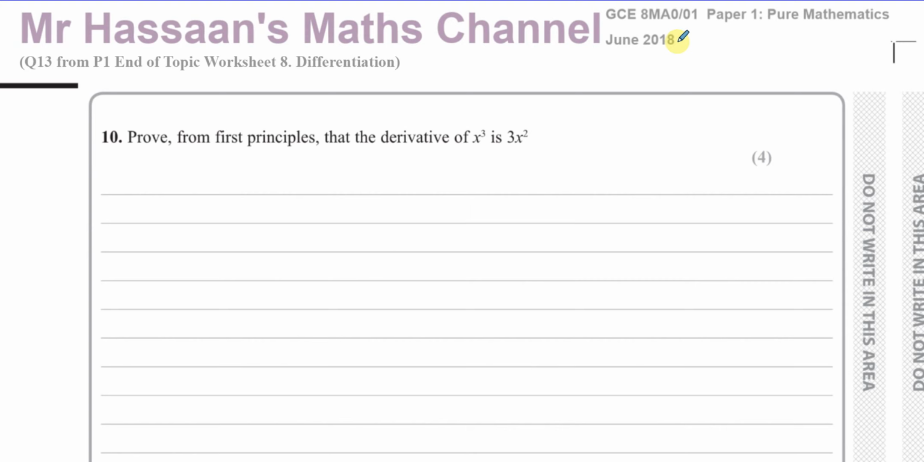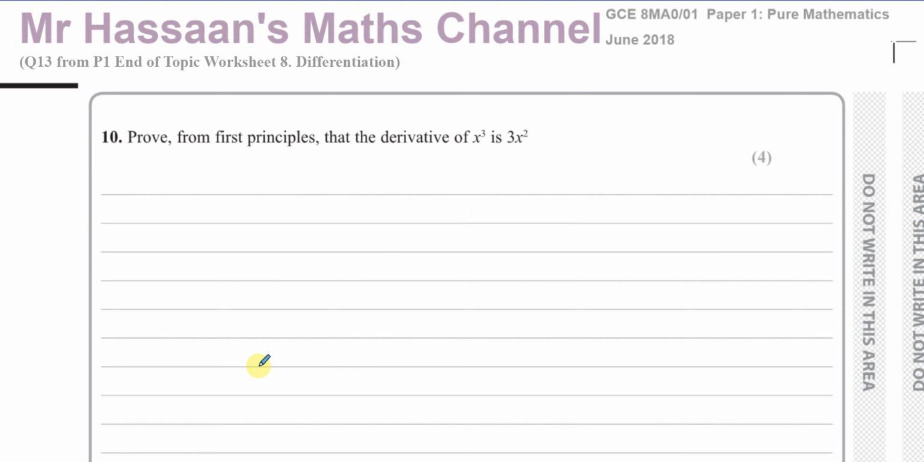Now this is something which is mentioned in the International A-Level P1 book, but it's mentioned that this will not be examined. You won't find a question directly like this saying prove from first principles that the derivative of x cubed is 3x squared. You won't be asked to prove from first principles. However, it's useful for us to understand.